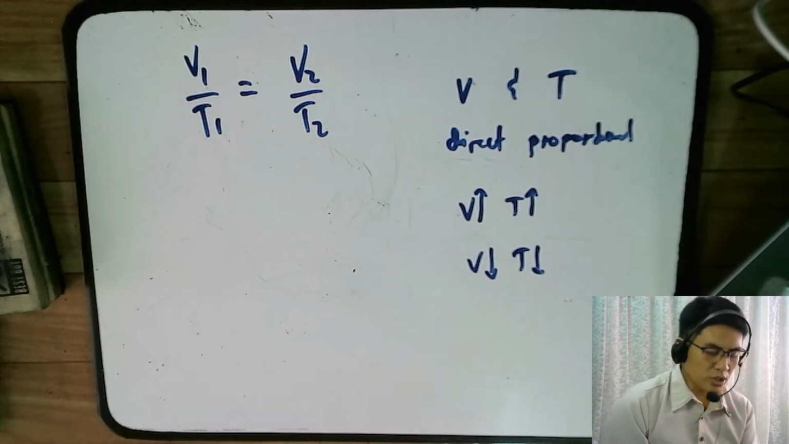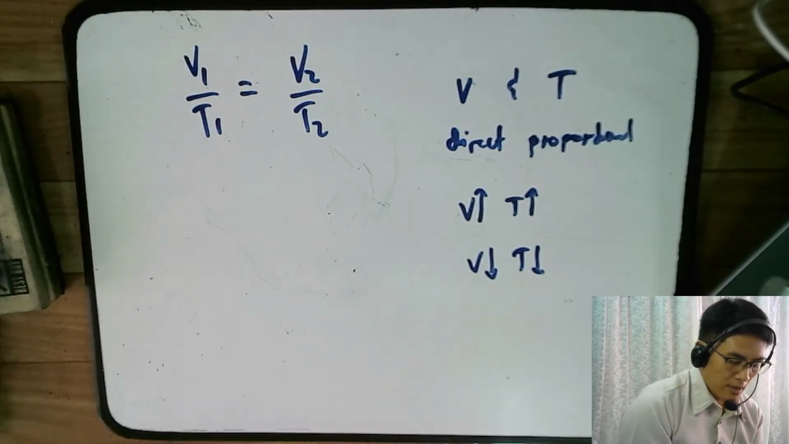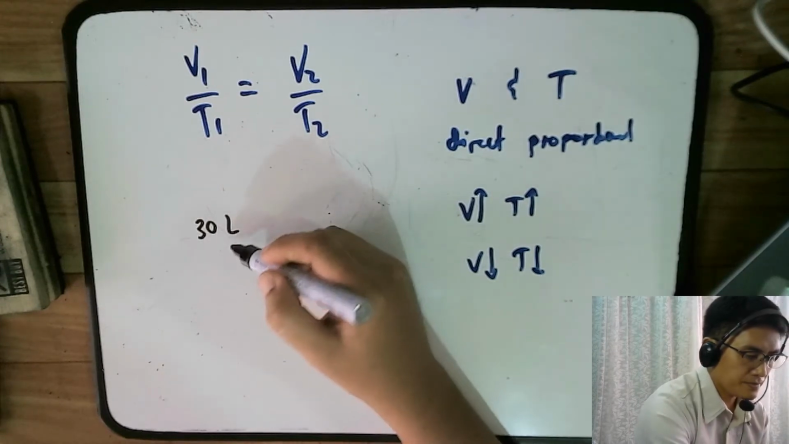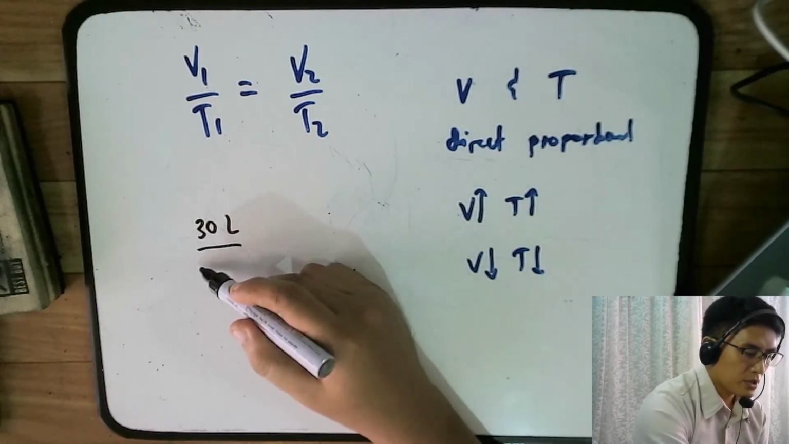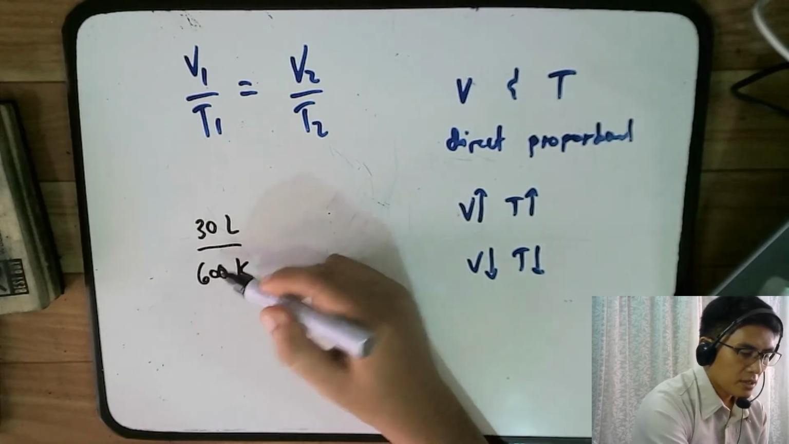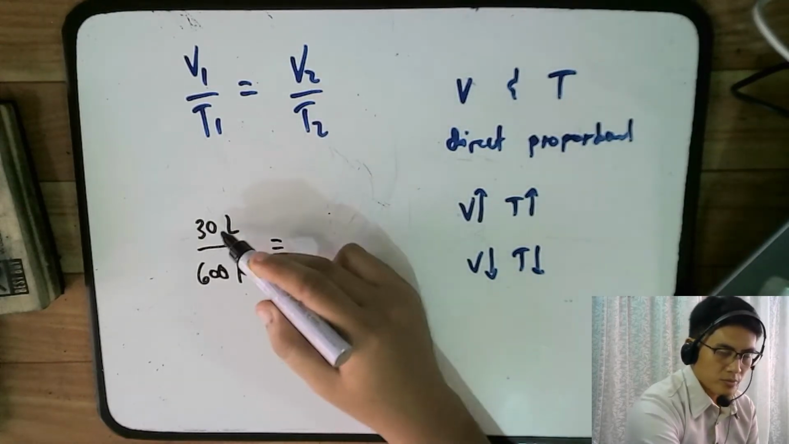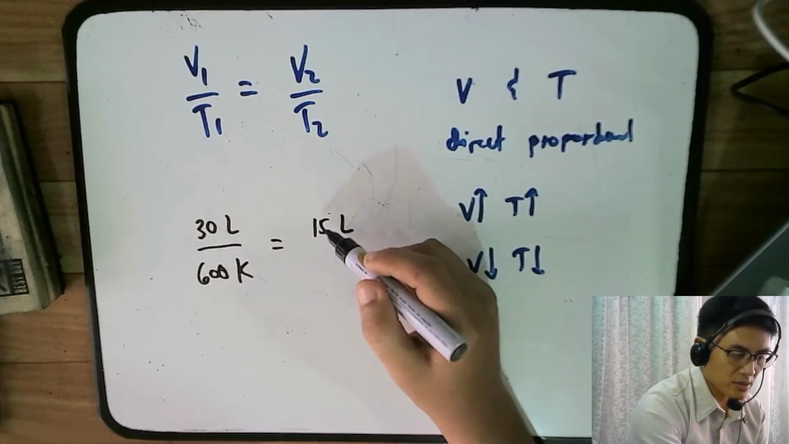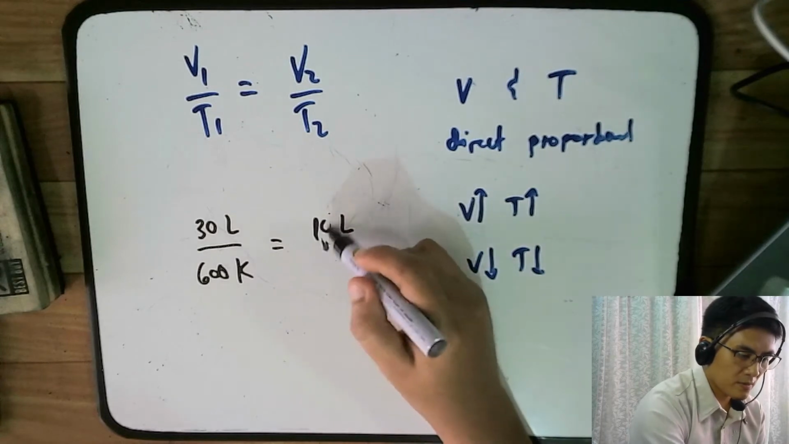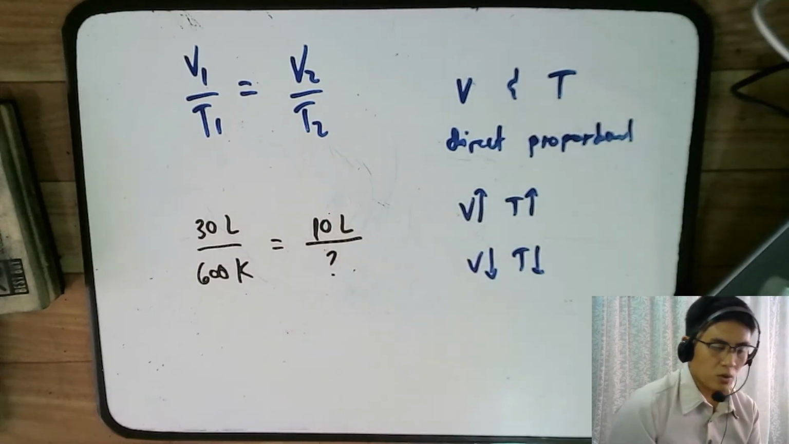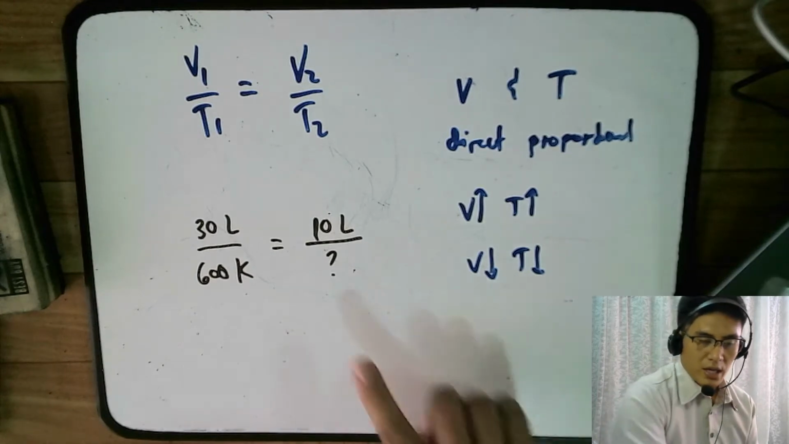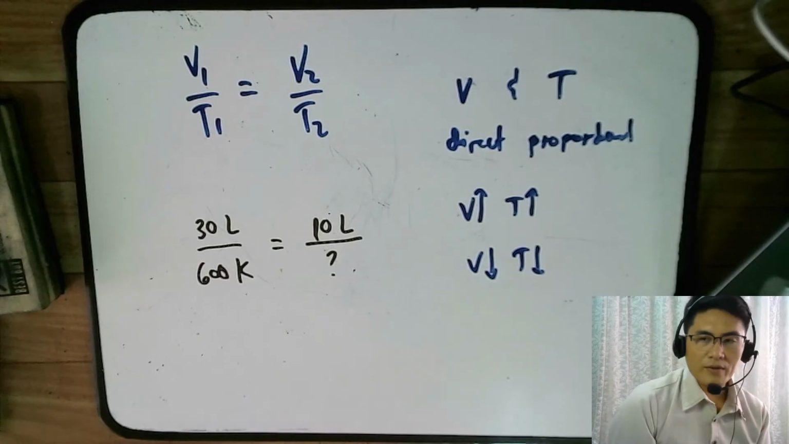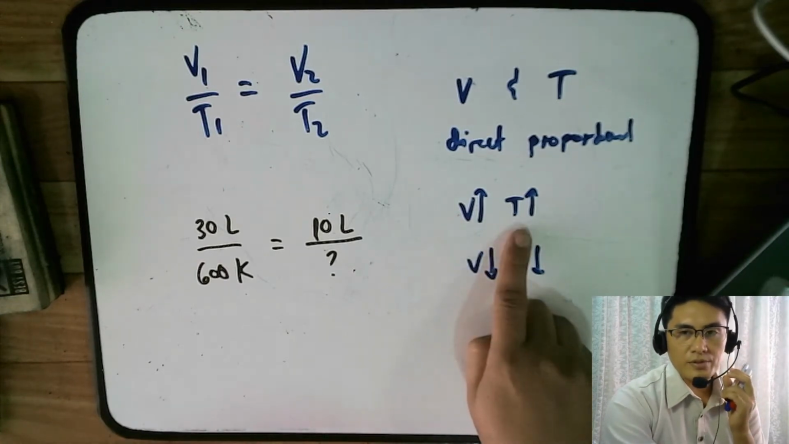And again, the intuition here is to say that, for example, my volume is 30 liters, and my temperature is 600 Kelvin. And then now my volume changes from 30 liters to 15 liters or maybe 10 liters, and I don't know the temperature. So now you can invoke what you know, which is they are directly proportional. So whatever happens to volume is also what happens to the temperature.